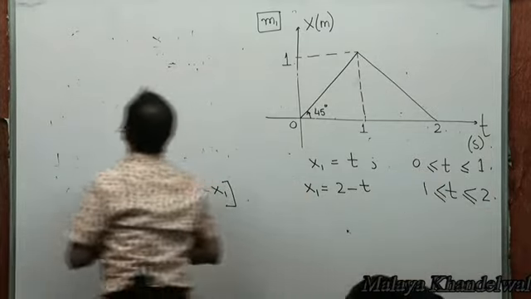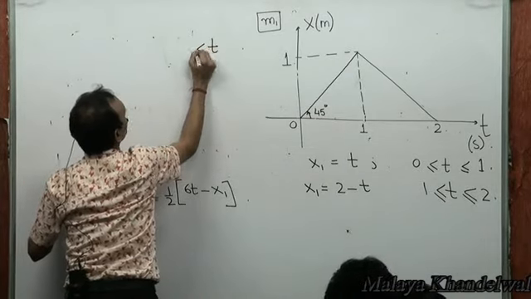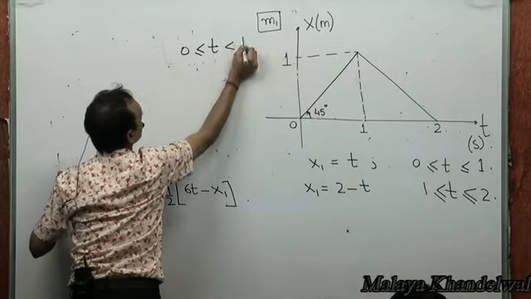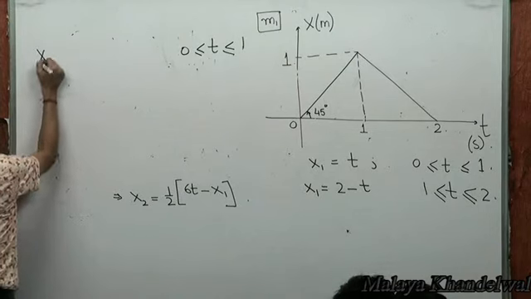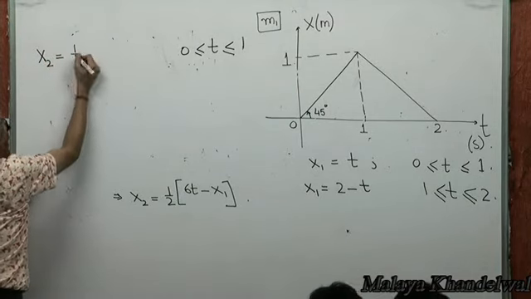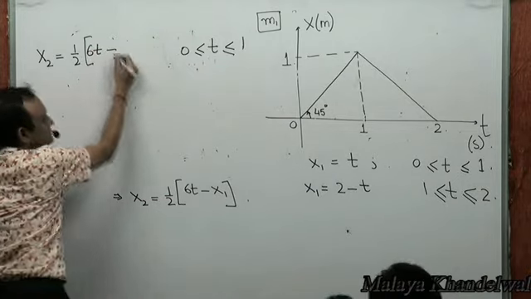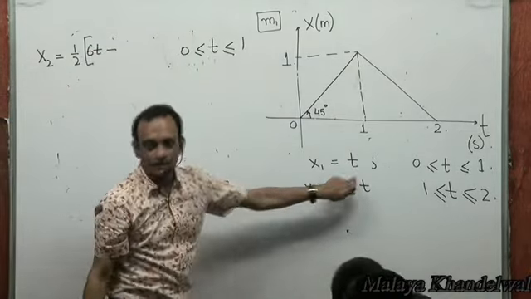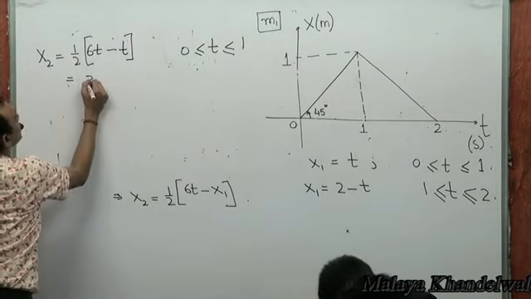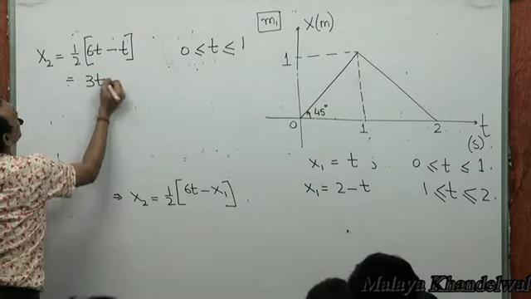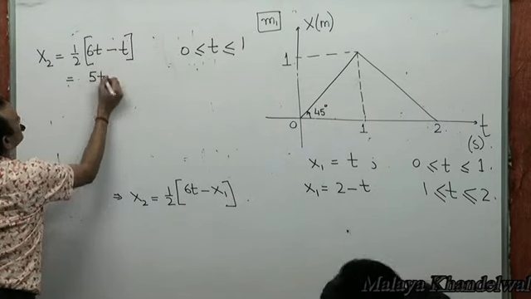Look, for t lying between 0 and 1, in this regime x2 can be looked upon as half of 60 minus x1. x1 in this regime is t, which is essentially 5t by 2, right?